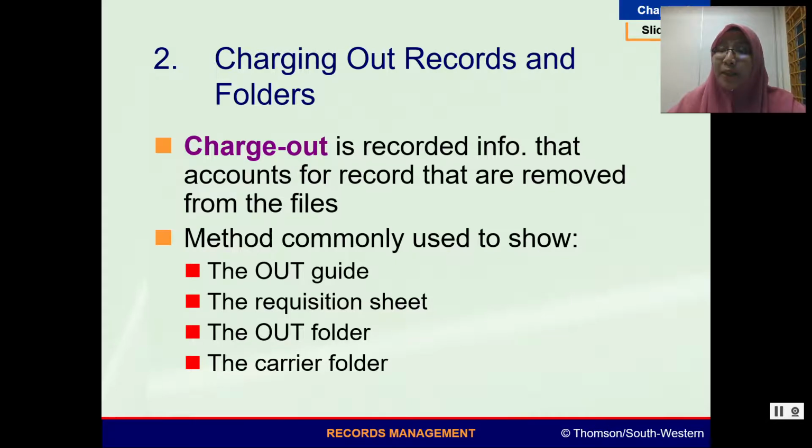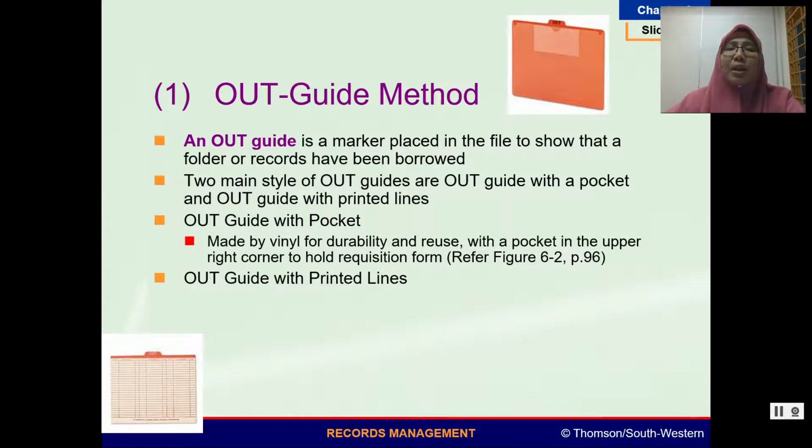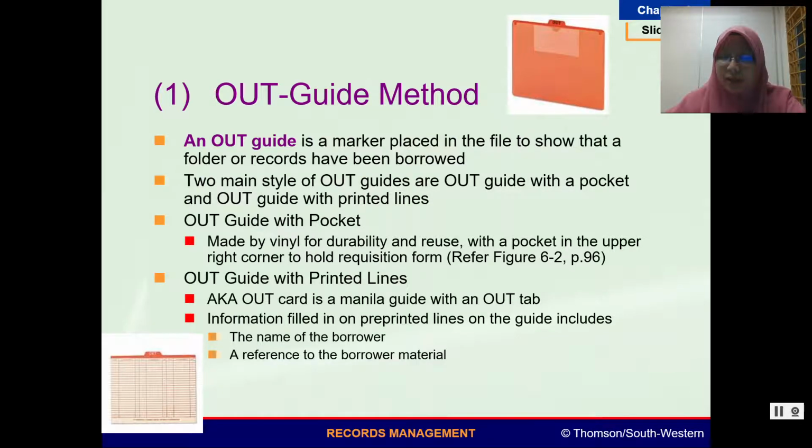So we're still in procedure number 2, but we are going to take a look one by one at the methods commonly used to show that you charge out the folder or the document. The first one is the out guide method. The out guide method is a marker, in other words, we mark something with the word out. We have seen the word out before. It is a mark placed in the file to show that a folder or records have been borrowed. There are 2 main styles of out guide: out guide with a pocket and out guide with a printed line. We are going to take a look at these one by one.